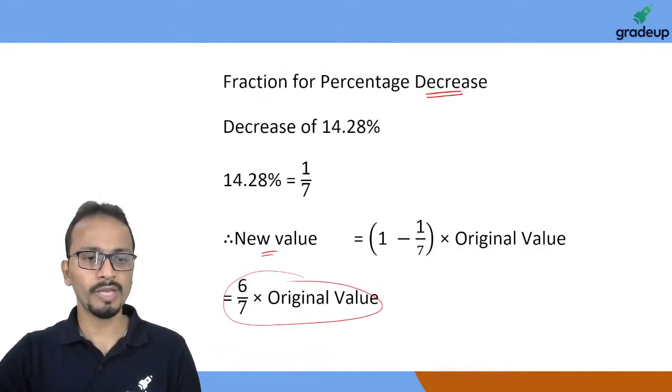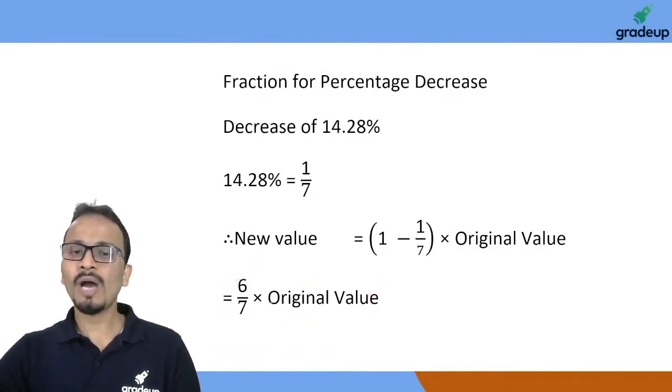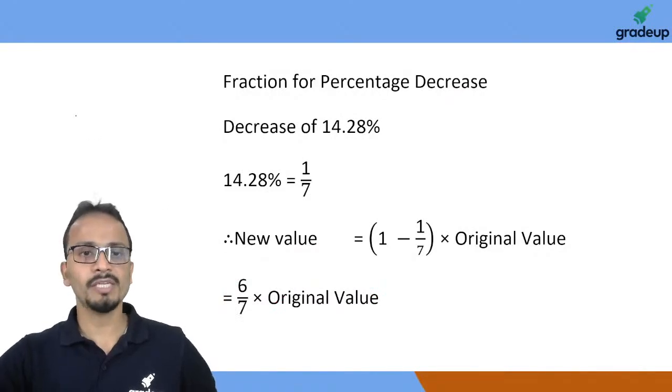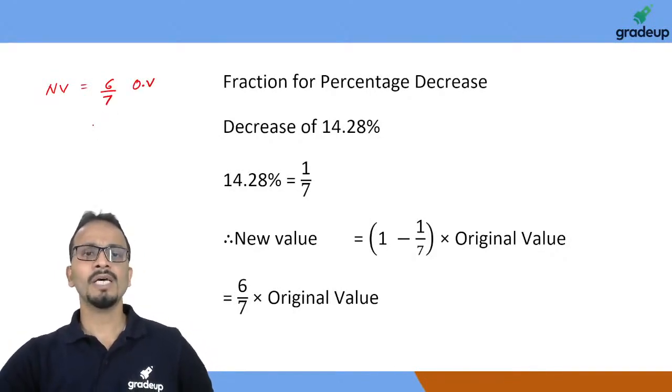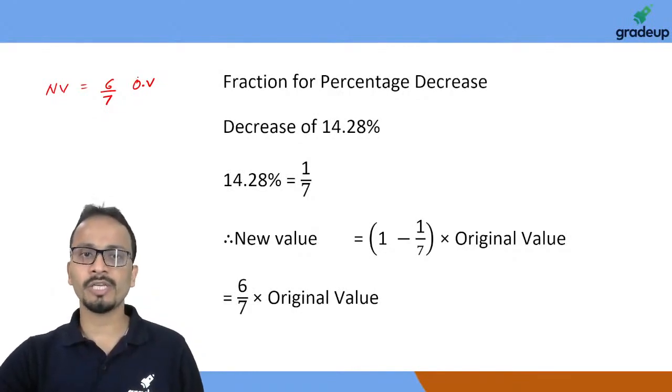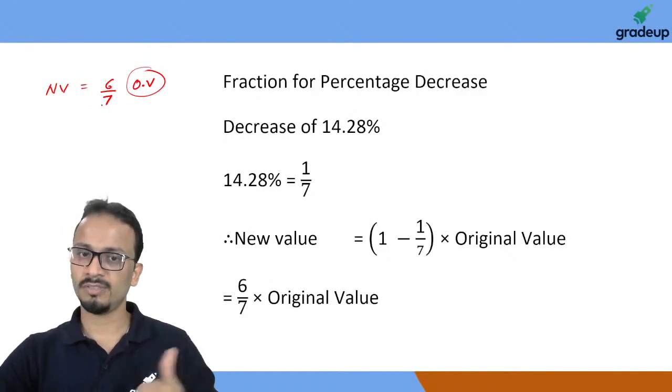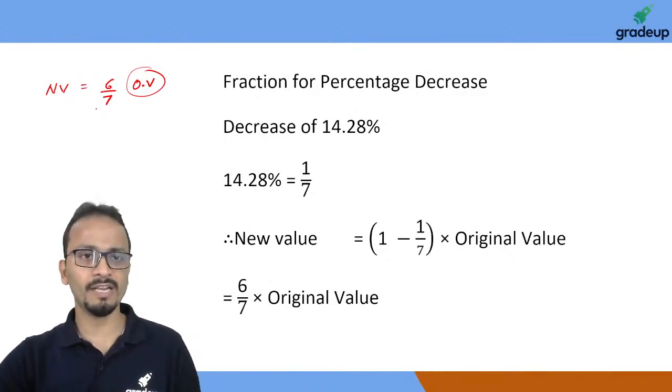Now if you have this much clarity, I'm writing it again. New value is 6 upon 7 times the original value. Now if the original value is given, you can substitute its value here and get the final value.